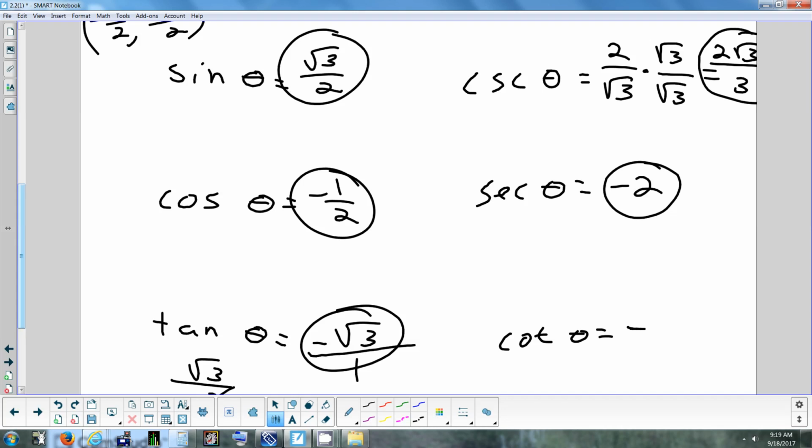1 over negative square root of 3. Yep. And where you put the negative, it doesn't really matter. You can put it in the top, you can put it in the bottom. I usually just always keep the negative in the top. Okay, and Mason, could you tell me what I would get if I fix that so the root's not in the bottom?